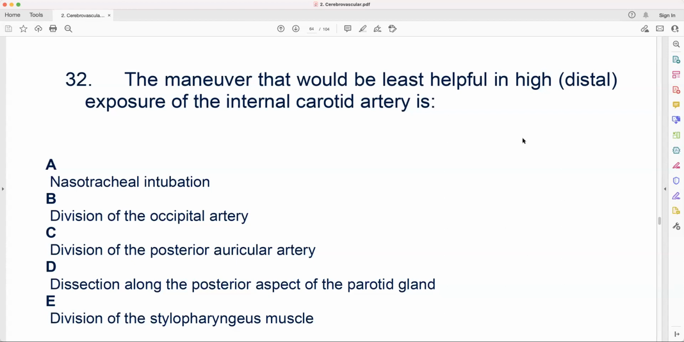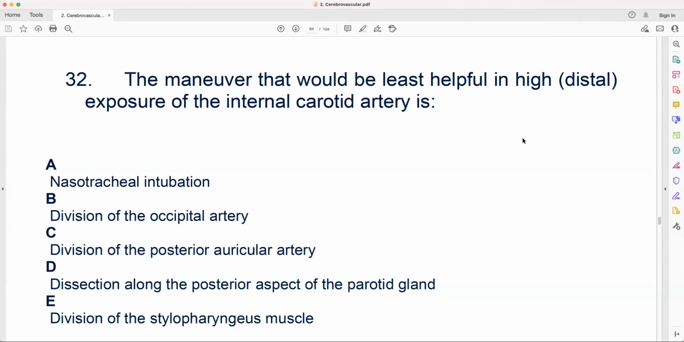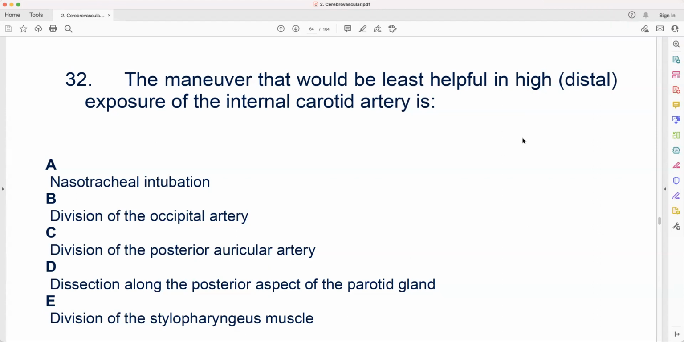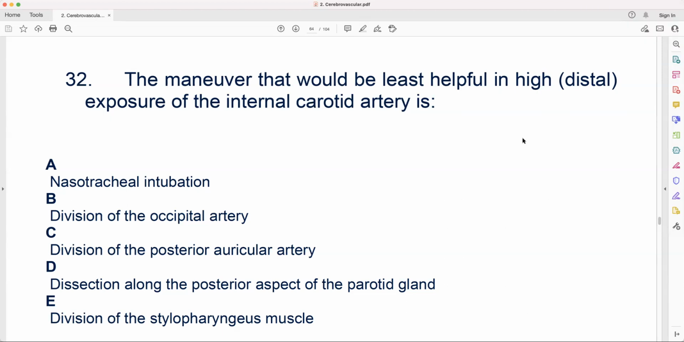Okay. Second thing, division of the occipital artery. What do you think, will that help? If you scrub with me, I can show it many times. You can see the occipital artery cross the internal carotid, and if I want to go higher, many times I clamp and divide this artery because it crosses the internal carotid. The only thing is I don't like to do it quite often, because it's a good collateral. If you have internal carotid occlusion, it provides good collaterals to the ophthalmic arteries. So you don't want to divide it, but sometimes, if you have to, you can divide it.